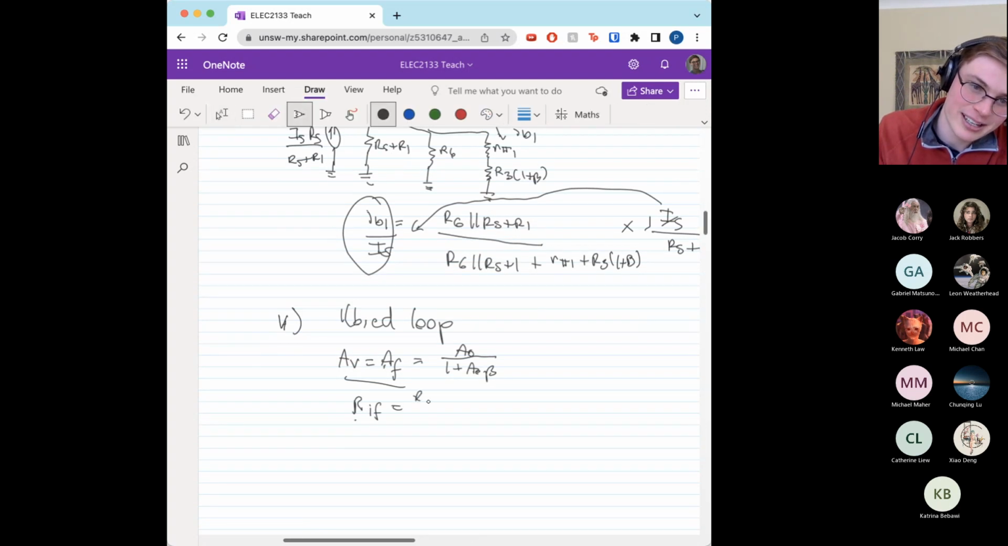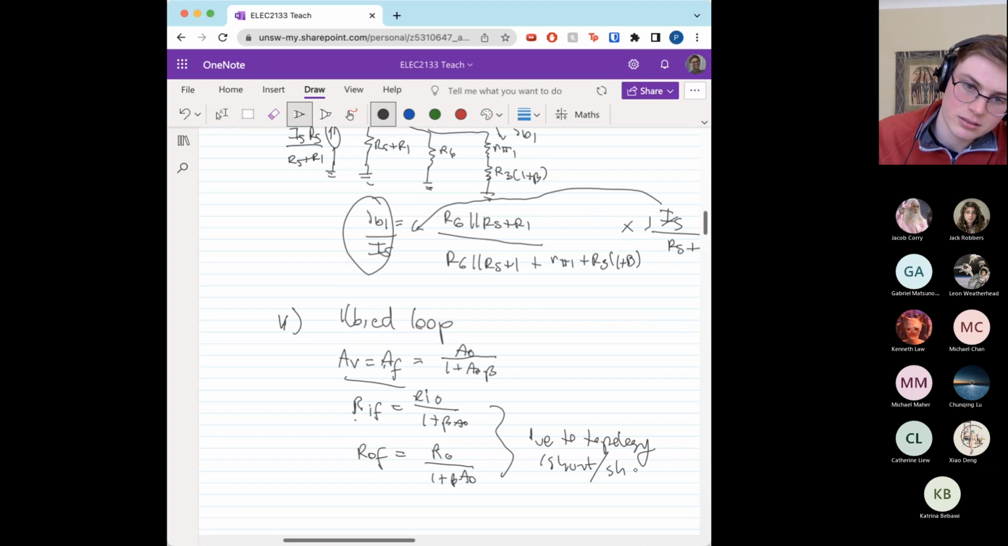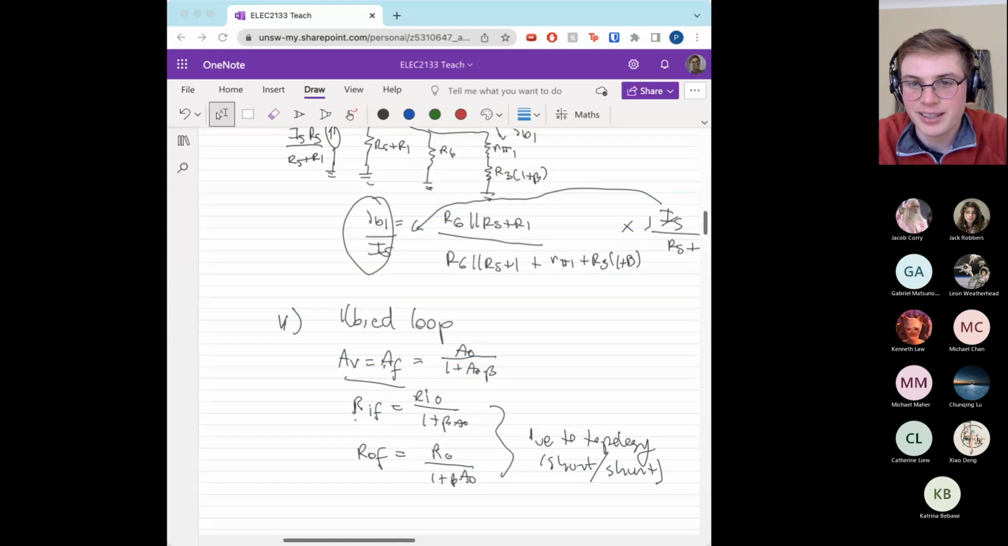So input with feedback is our input open loop on 1 plus beta A0. Output with feedback is open loop divided by 1 plus beta A0. And that's just due to the topology, which is shunt. Cool. Okie dokie.